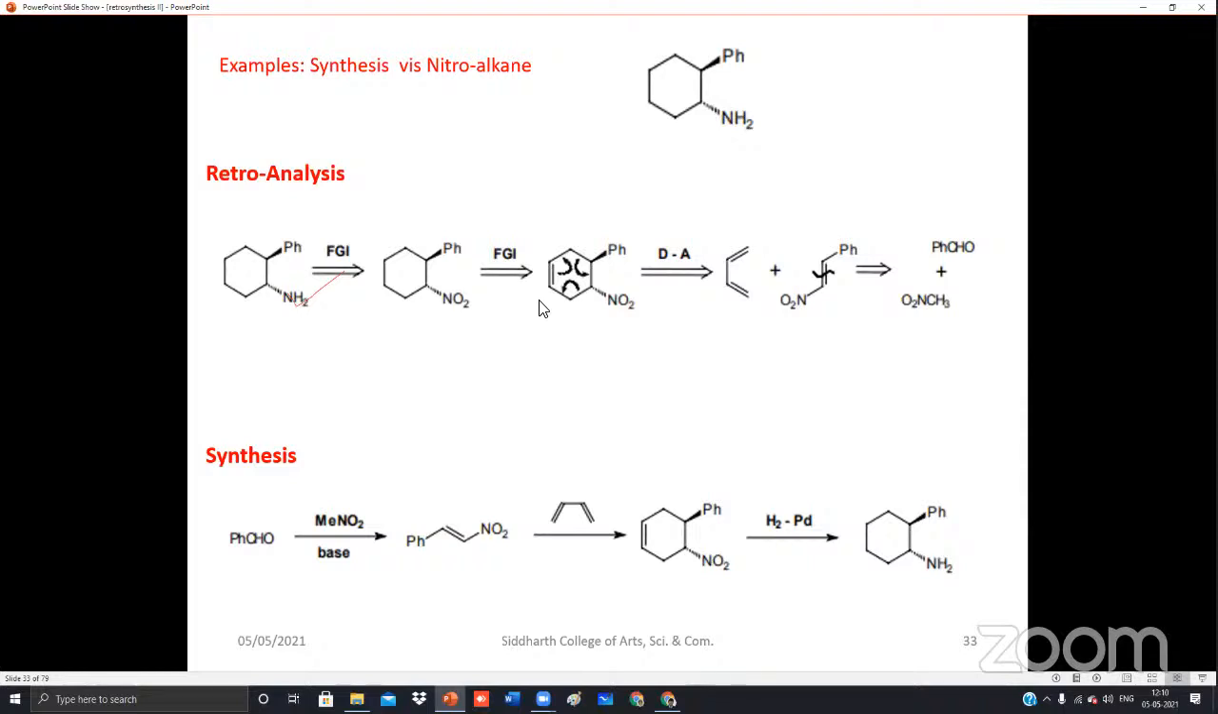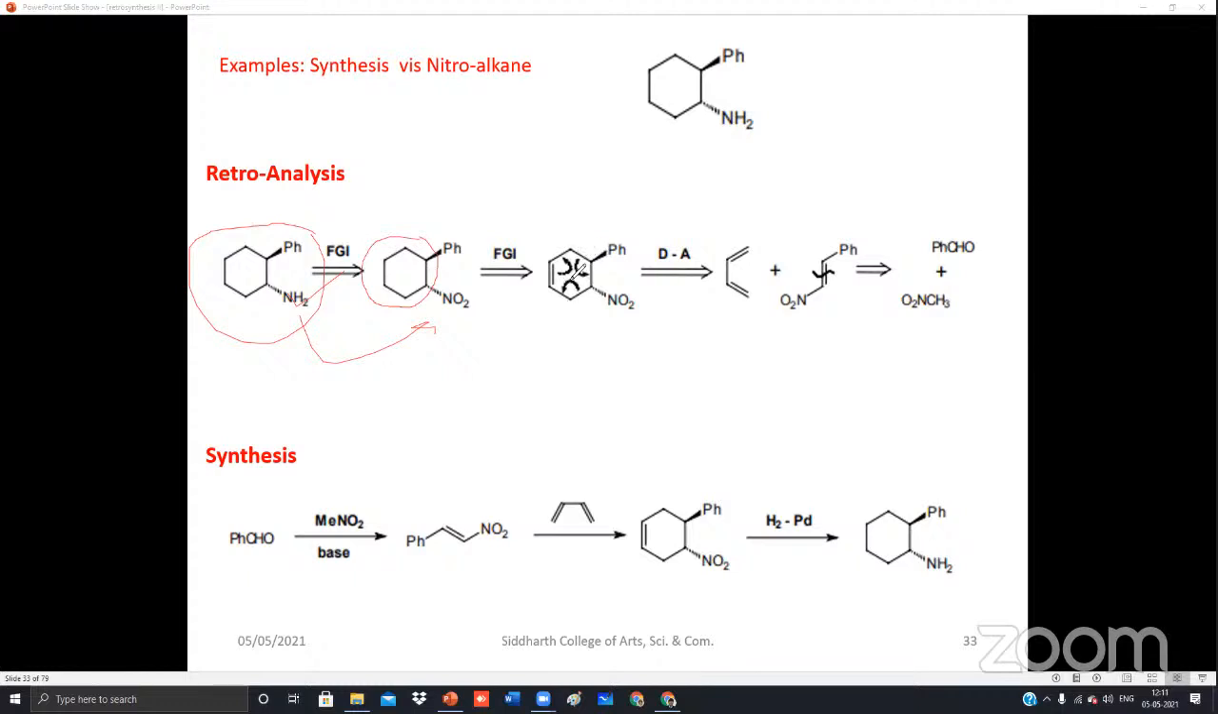Okay, I think I have already discussed that with you. Here is another example to tackle a similar type of chemistry. So this is the target molecule. Convert this into the nitro. This nitro, again by FGI, you can add a double bond in the 6-member ring. Now, if you have a 6-member ring like this, you can play with this ring by adding a double bond and do the Diels-Alder type of chemistry.